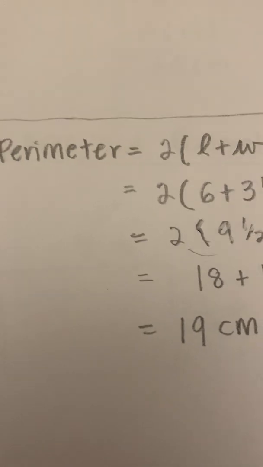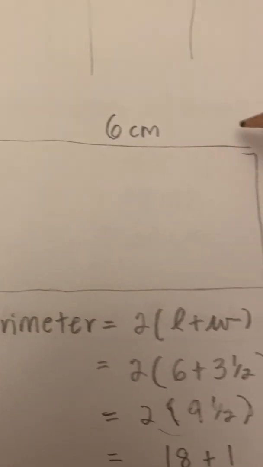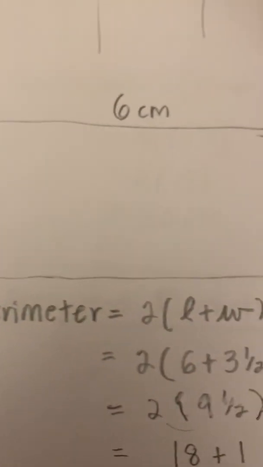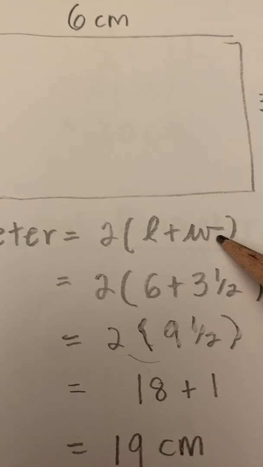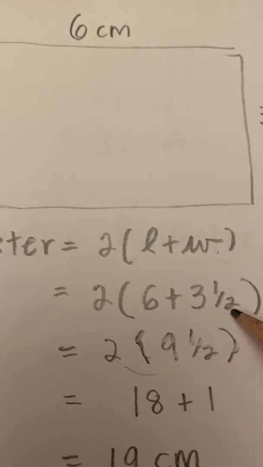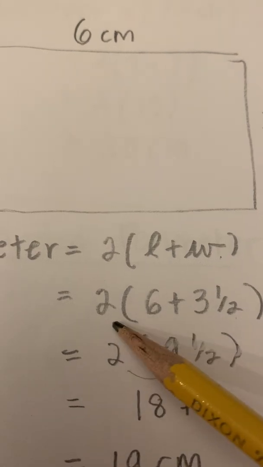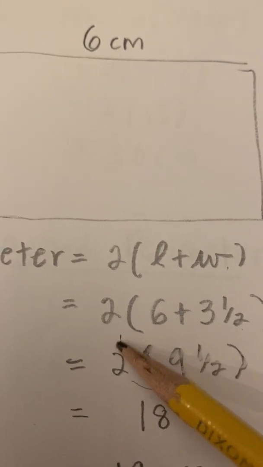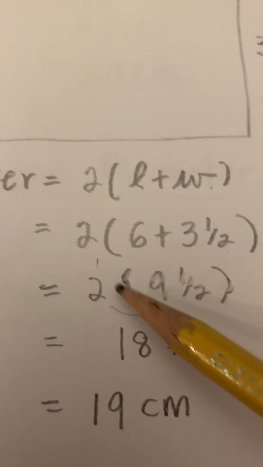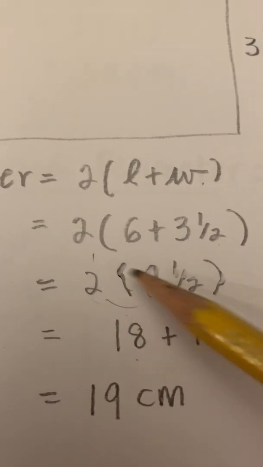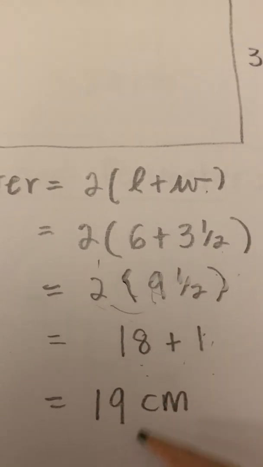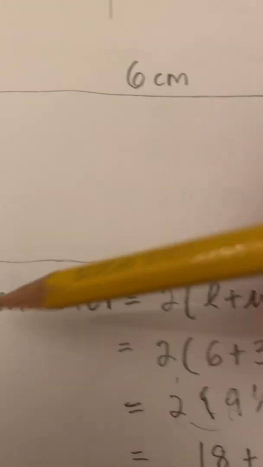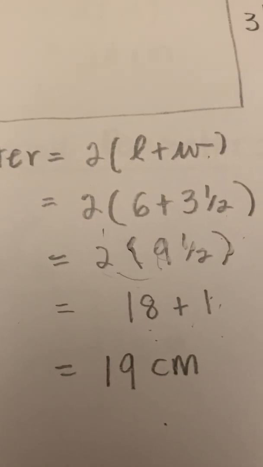Perimeter is the distance around. So that means I'm walking around, and I'm walking around. And we have a length and a width, and then we have another length and a width. So length and a width together, 6 plus 3.5, that's 9.5. And we're gonna times it by 2 because we have 2 lengths and 2 widths. So I did some thinking in my head. I said, well, what's 2 9s? That's 18. What's 2 1/2s? Half and half is 1. 18 plus 1 is 19, and I label it 19 centimeters. So if I walked around, I would walk 19 centimeters.